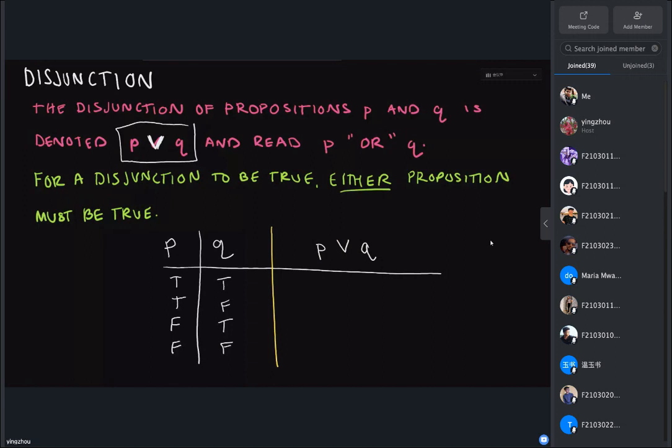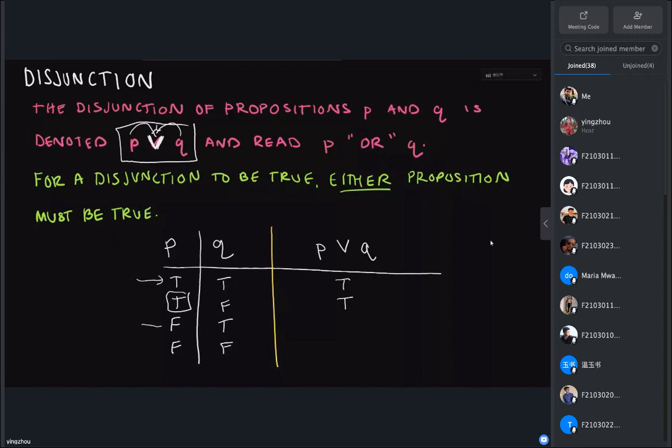And again, I think of a disjunction or the or as being a cup. So you can put anything in the cup, if either one is true, then the result is true. So if P is true and Q is true, then P or Q is true because either one of them is true. If P is true, but Q is false, P or Q is still true because P was true. Only one of them needs to be true. They can both be true, but only one of them needs to be true.